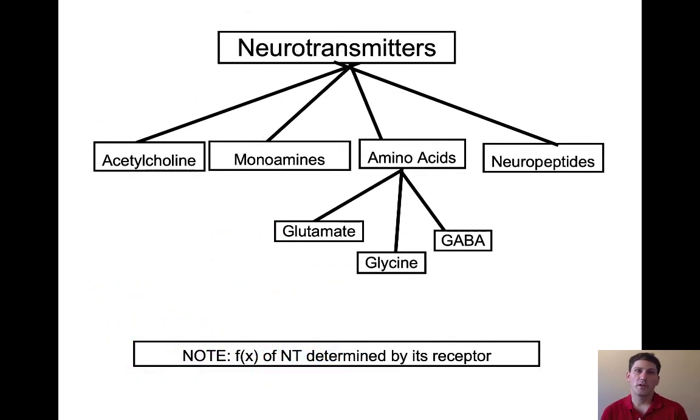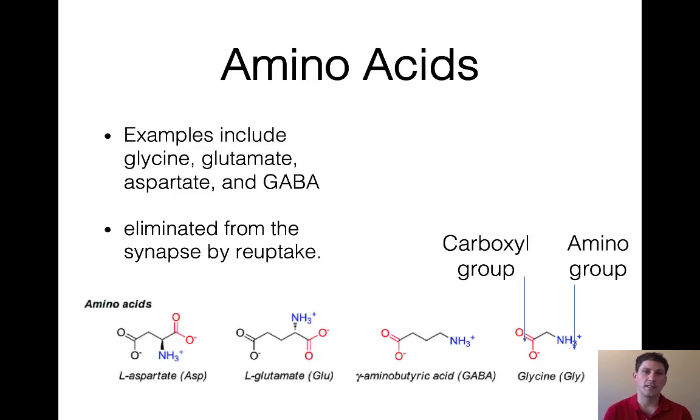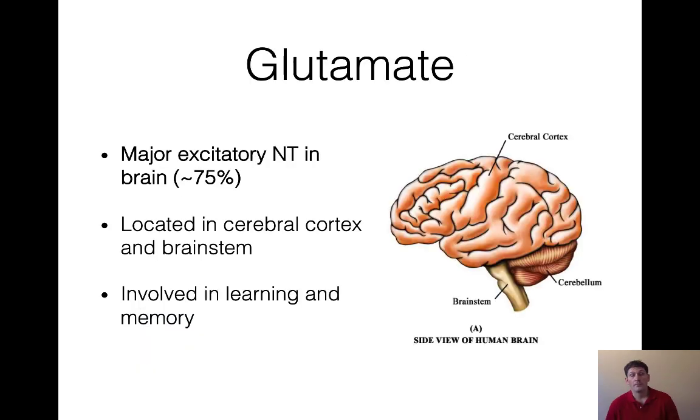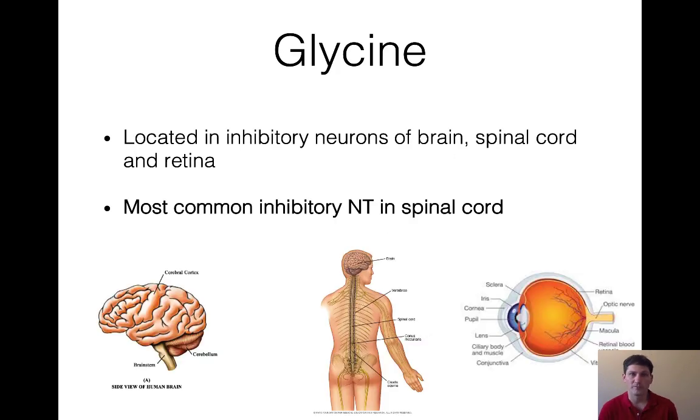Now our next group are our amino acids. So we can see glutamate, glycine, and GABA are sort of the three that we'll be talking about. The first one we'll look at is glutamate, and this is a major excitatory neurotransmitter in our brain. So we see this located in our cerebral cortex and brainstem, and again, this is involved in learning and memory, which is really important for anatomy and physiology.